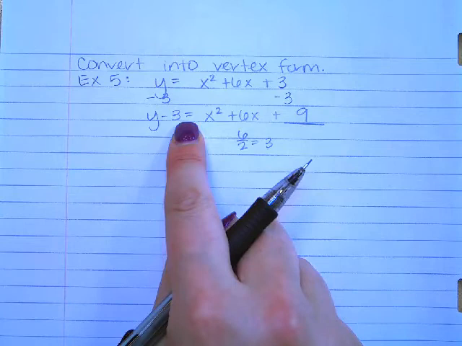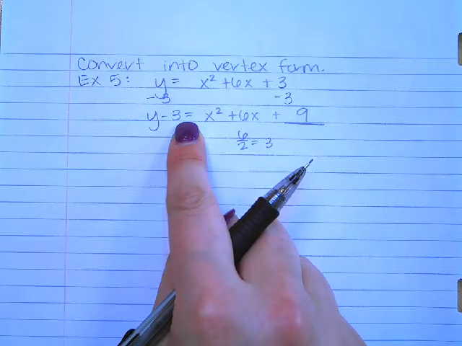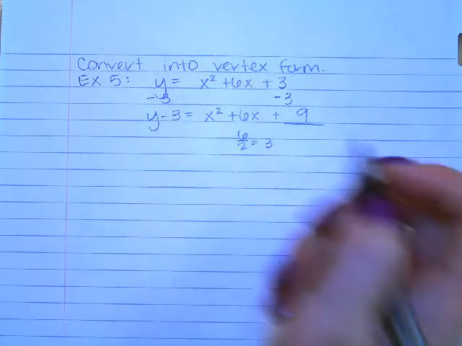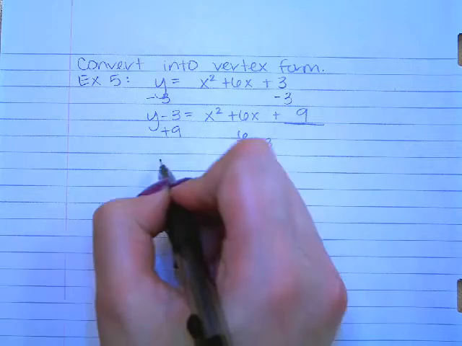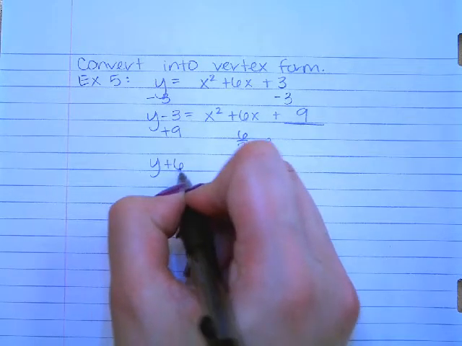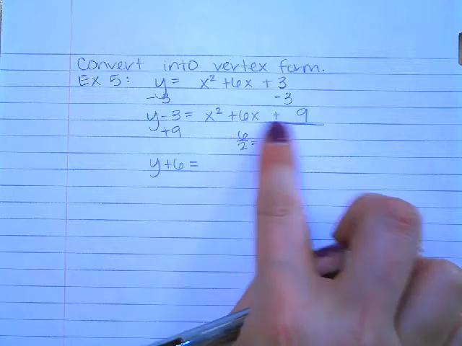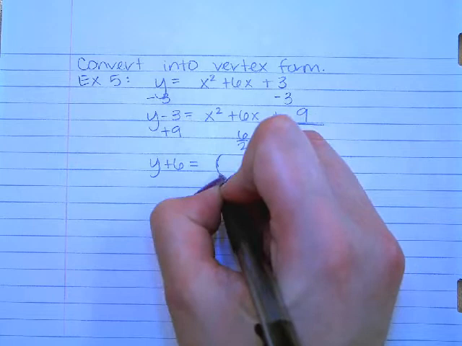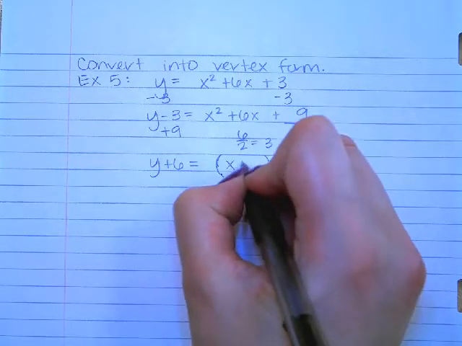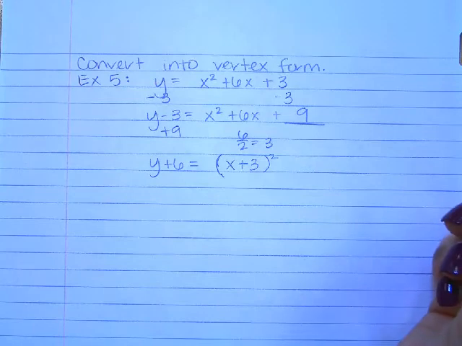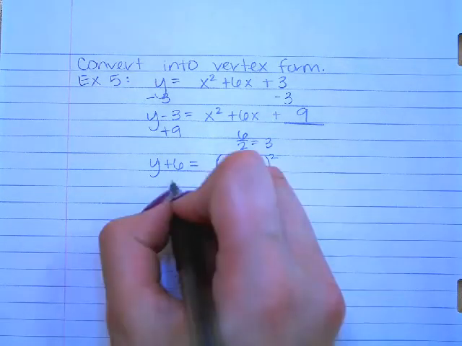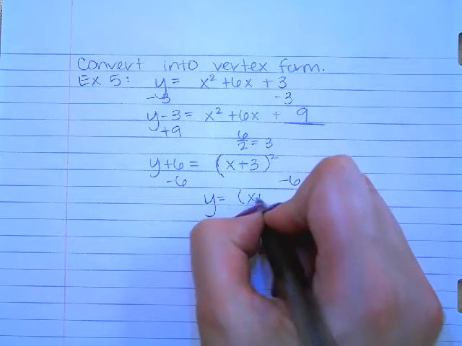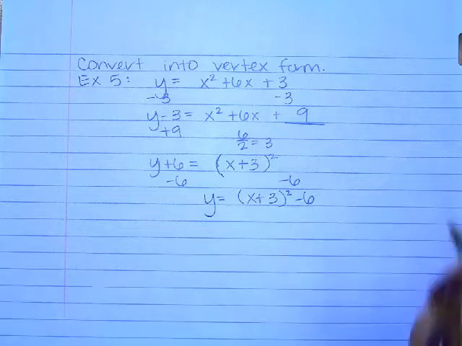Now I have an equation this time. So if I want to keep the equation balanced, when I add 9 to the right side, I also have to add 9 to the left side. So now I have y plus 6 equals, and now that the square has been completed, I can write it in the completed form. So that would be x plus 3 squared. And then I can go ahead and take the 6 and move it back over. So my vertex form is y equals x plus 3 squared minus 6.